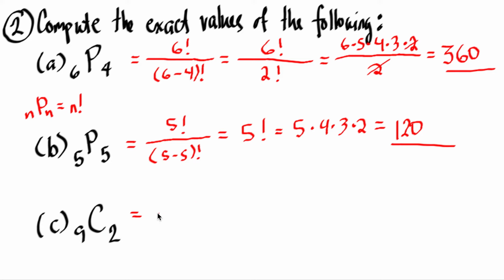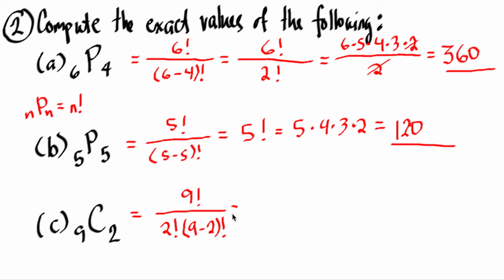Since this is C, that is combination, what we want is 9 factorial all over 2 factorial. We have another formula here, right, compared to the permutations formula. So 2 factorial times the quantity of 9 minus 2 factorial.